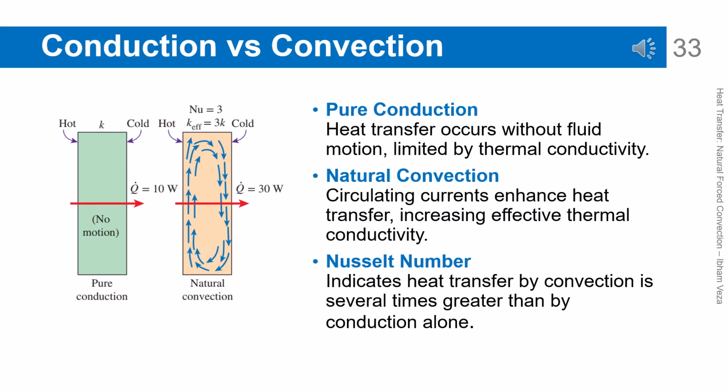Conduction versus convection. In pure conduction, there is no fluid motion assisting heat transfer. When natural convection appears, fluid motion significantly increases the heat transfer rate. This is often modeled as an increase in effective thermal conductivity. The Nusselt number is used to measure how large this enhancement is. A large Nusselt number indicates convection dominance.